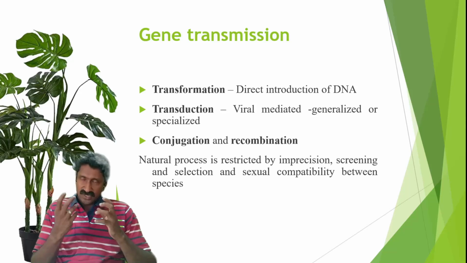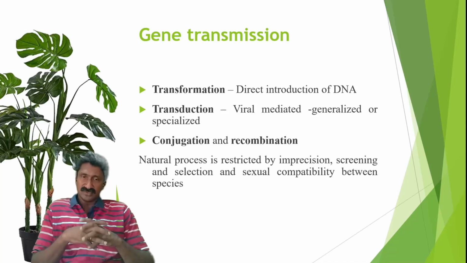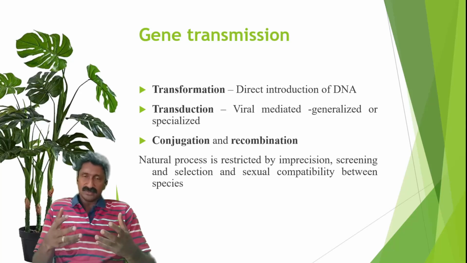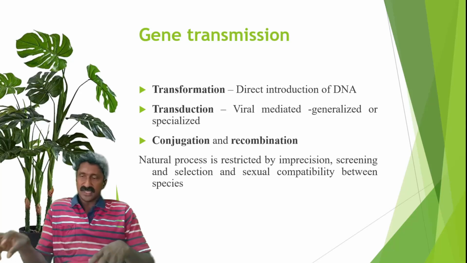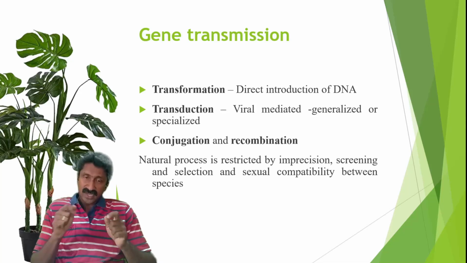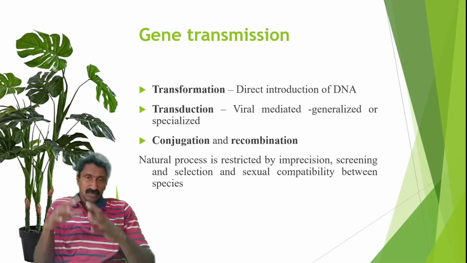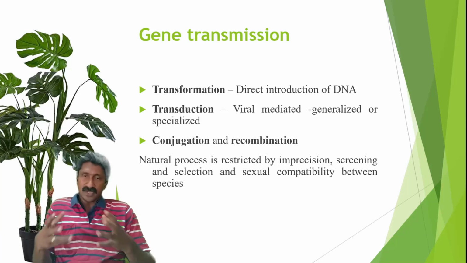So such natural processes were basically restricted by imprecision. Imprecision means it is not a directed method which results in a particular or specific product. So it's a random process. Any transformation event or transduction event or conjugation, recombination, all these are natural processes and they are restricted by imprecision because it is not a specific directed process or a controlled process. It's a random process, so the product is unpredictable.